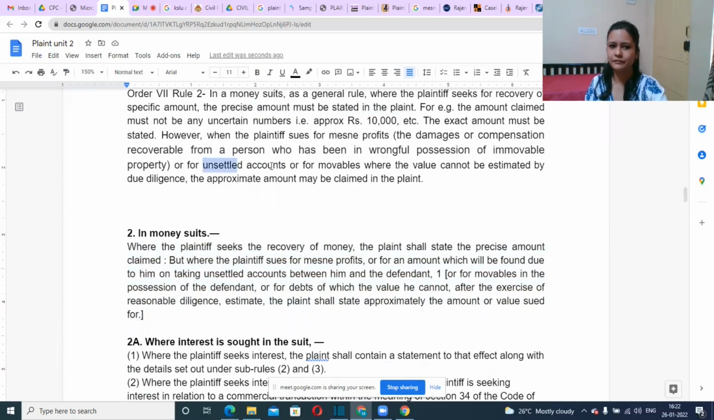Take for example, if there was a partnership between two persons, now the partnership is dissolved and the parties want a settlement of accounts. In that case, they are filing the case that accounts should be settled and I should get my portion of profits or money. In such a case, it might not be possible to mention an exact amount. So they can mention some approximate amount, but wherever possible, they need to mention the exact amount of money that is being claimed. Okay, so this relates to a money suit.